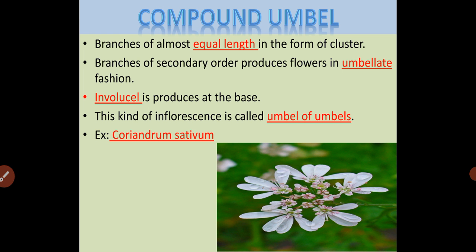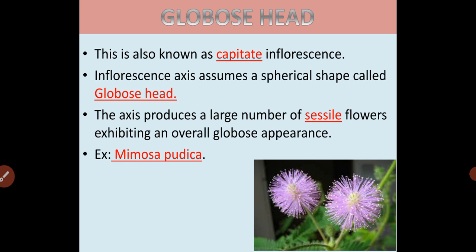Compound umbel is similar to that of the umbel, hence it is called umbel of umbels. Here the involucre is present and all the flowers are of the same length and appear in a cluster, as seen in case of Coriandrum sativum.